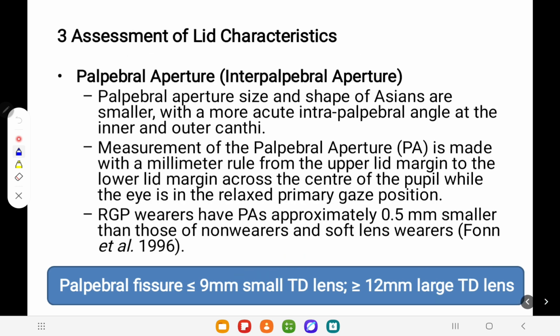So the interpalpebral aperture size and shape in Asians are smaller, with a more acute interpalpebral angle at the inner and outer canthi. Measurement of the palpebral aperture is to be made with a millimeter rule from the upper lid margin to the lower lid margin across the center of the pupil, while the eye is in the relaxed primary gaze position. Gaze position is very important.